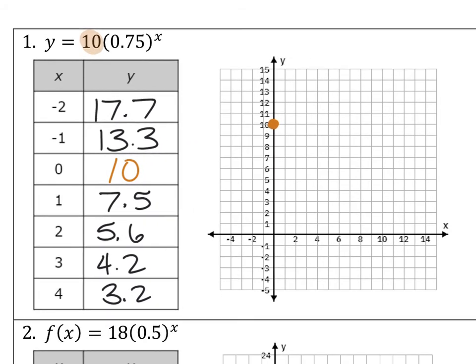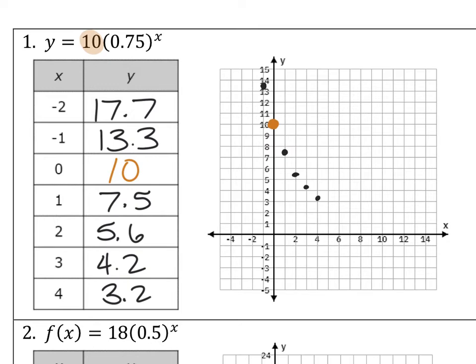Okay, well, there's a whole bunch of coordinates I can plot. So we can plot all of these points. If I go to -2 on the x-axis, I need to go up to 17.7. Well, that's off the graph. So let me go to -1, and then 13.3, just give it my best estimation of 13.3. And then we've got 0, 10, check. 1, 7.5, 2, 5.6. Does everyone see how I'm doing this? 3, 4.2, 4, 3.2. That's all the numbers I have.